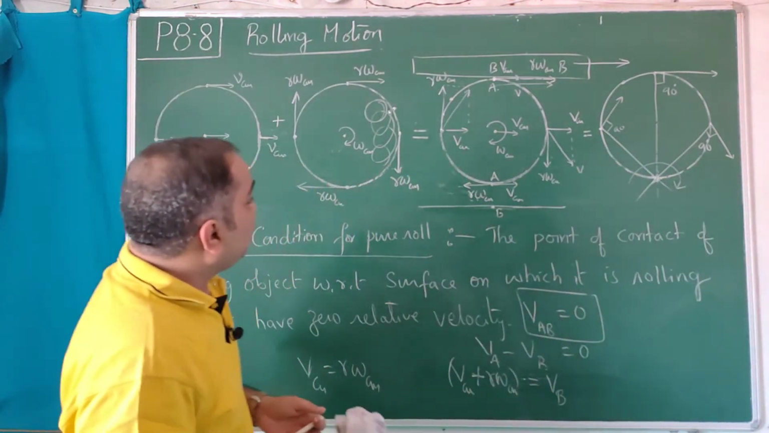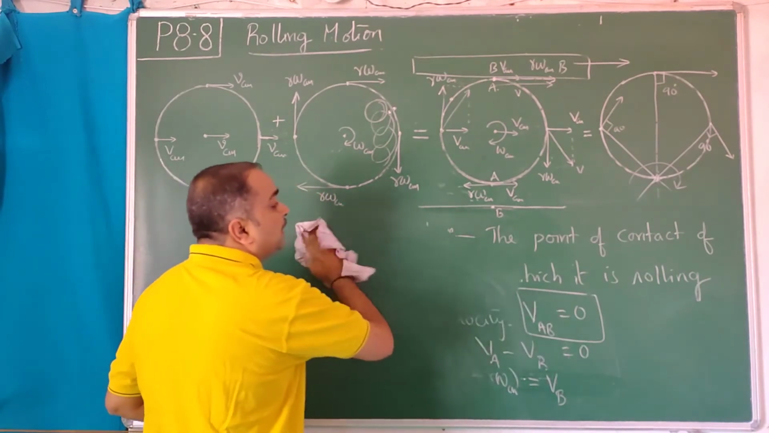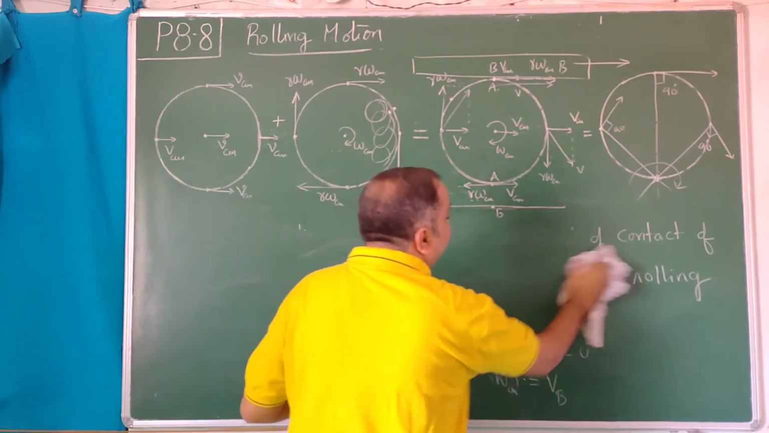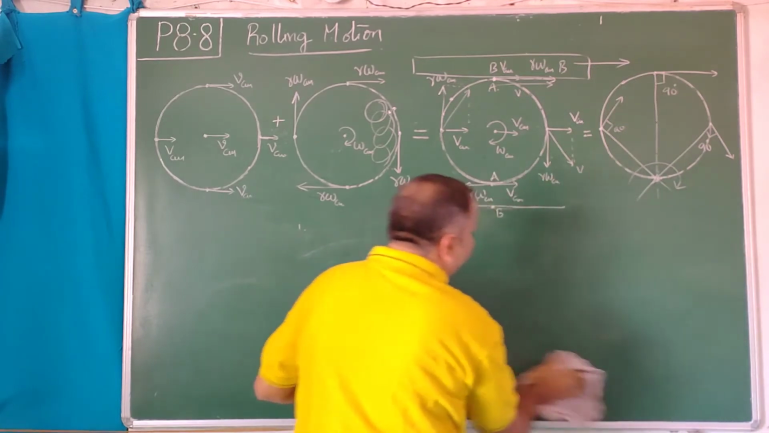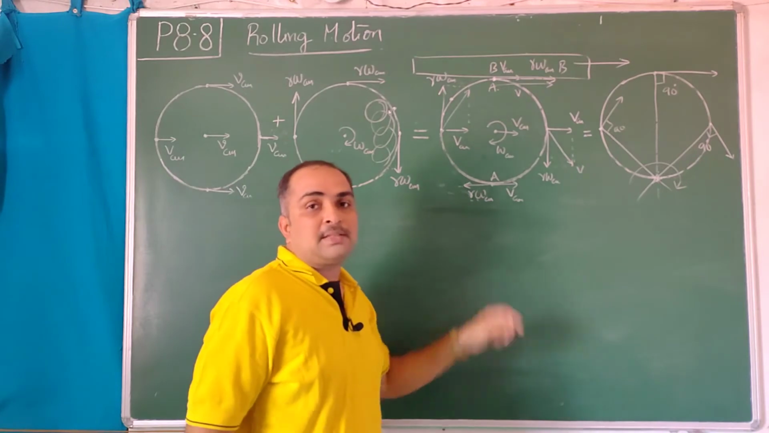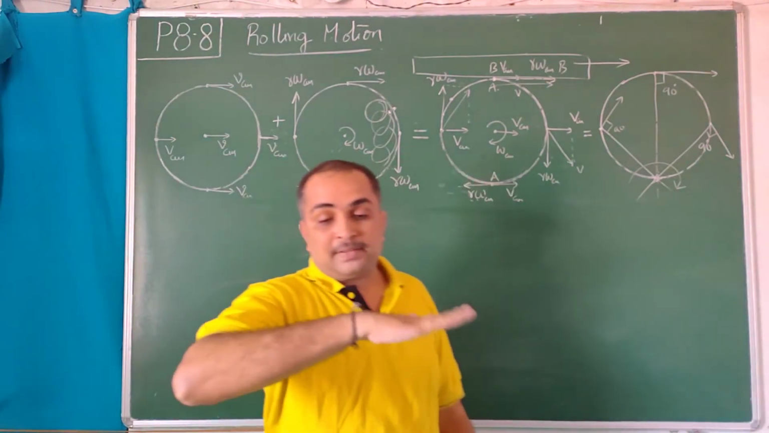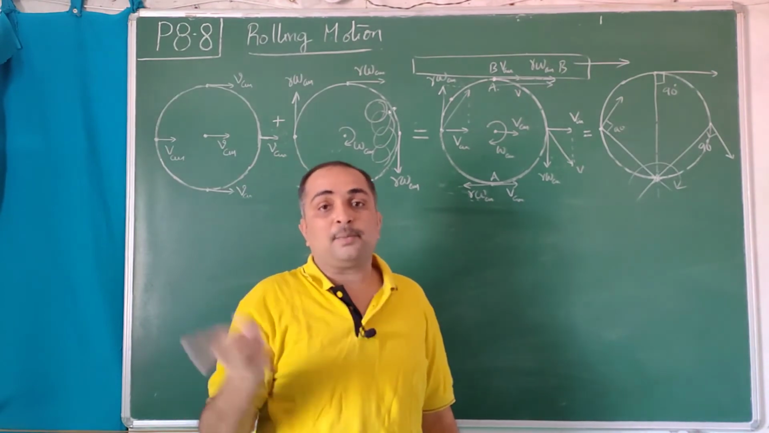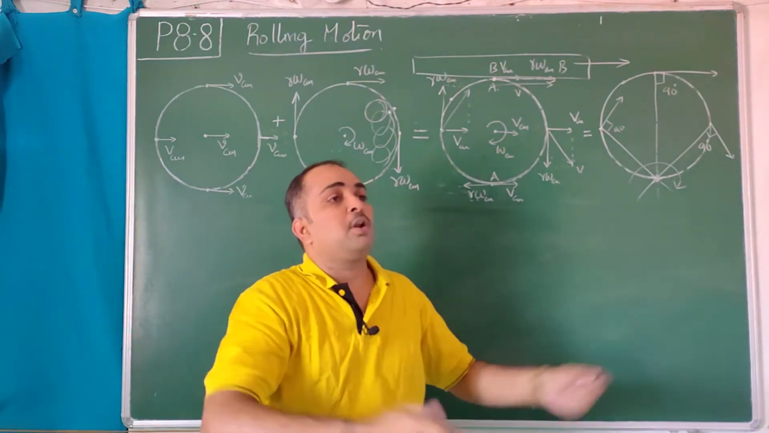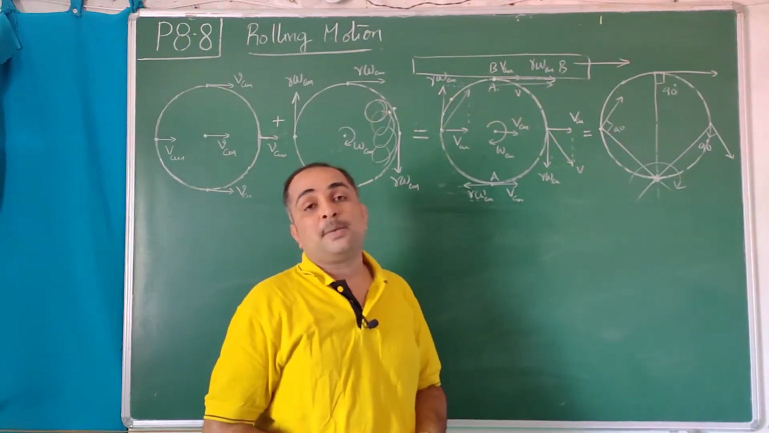This point, even though they don't ask in MSET, BITSET or board examination, but in IIT Mains and IIT Advanced or so many good exams, they know the student blindly writes for pure rolling VCM is equal to R omega CM. That is true in 99% of the cases when we have a surface like this fixed and the object is rolling. So now we go to the road, hundreds of vehicles are going. In all of the cases, most of the times there is no slip, rolling is happening.